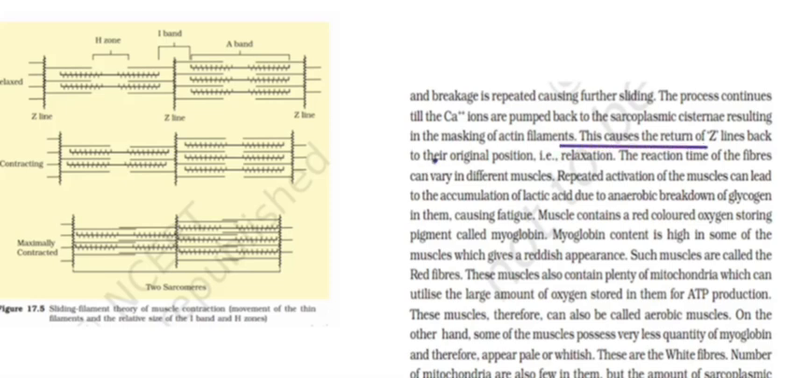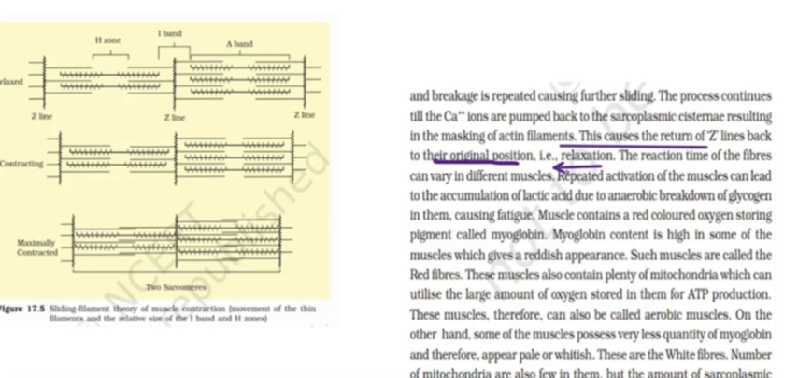Return of the J line back to the original position, that is relaxation. The reaction time of the fiber can vary in different muscles. Repeated activation of muscles can lead to accumulation of lactic acid due to anaerobic breakdown of glycogen in them, causing fatigue. So basically, this contraction and relaxation process takes place when our body needs to contract and relax.